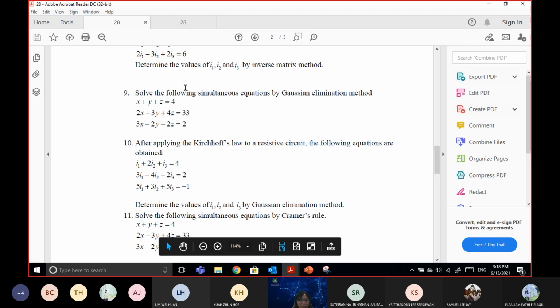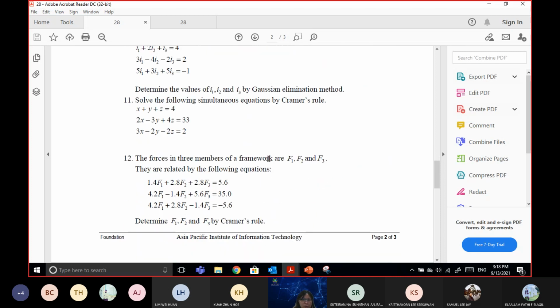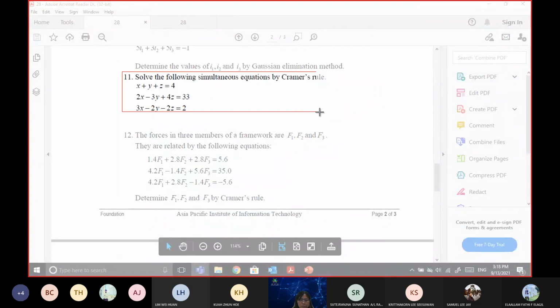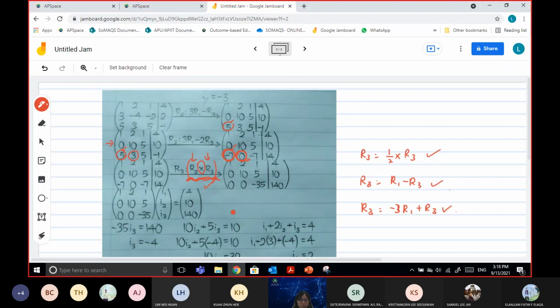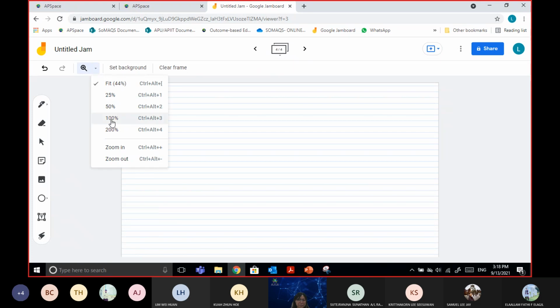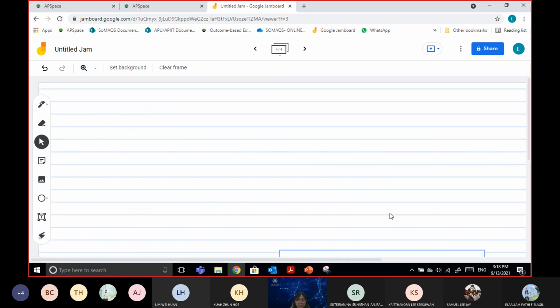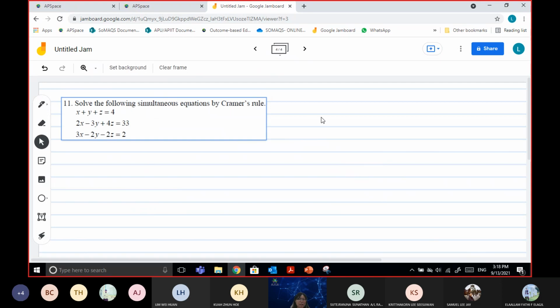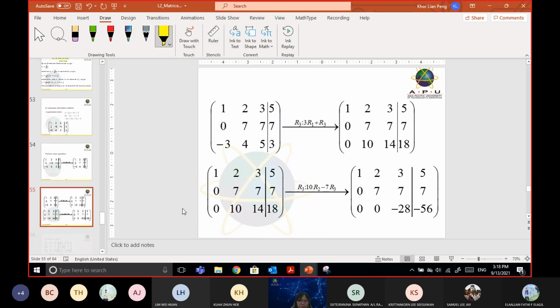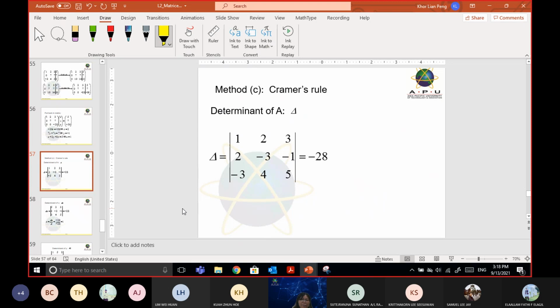So questions 9 and 10 are already settled. Then we come to question 11, which is Cramer's rule. When it comes to Cramer's rule, let's have a quick recap. For Cramer's rule, we will find the determinant of the matrix first.